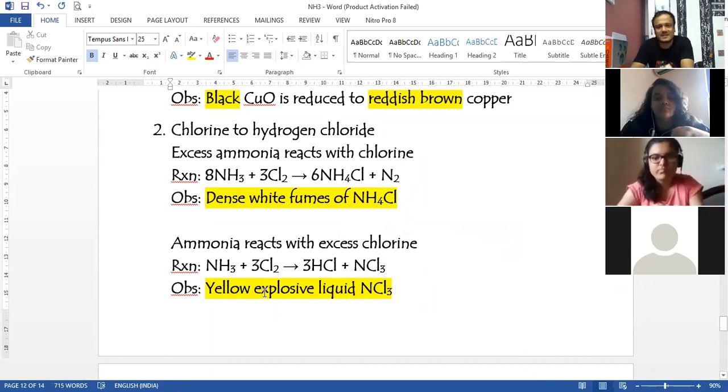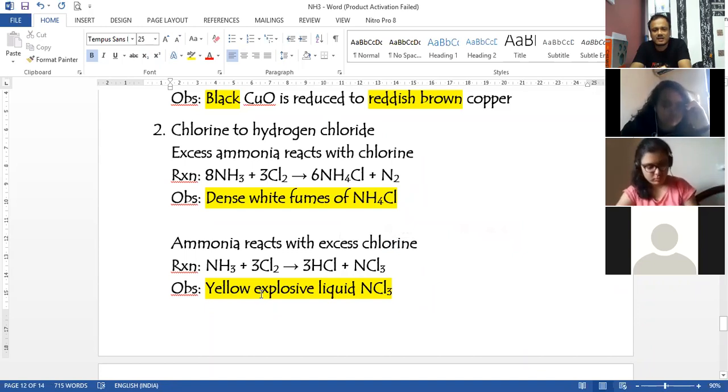This question has many a times come in the board exam in the observation part. Okay, so they will ask you, what do you observe when you react ammonia with excess of chlorine? So this is the answer you'll be writing, that is explosive yellow colored liquid NCl3 is formed. Okay, so these are the observations which you will be writing for these two questions, right? So chlorine when taken in excess forms yellow explosive liquid NCl3, and when ammonia is taken in excess, it will be forming dense white fumes of ammonium chloride.